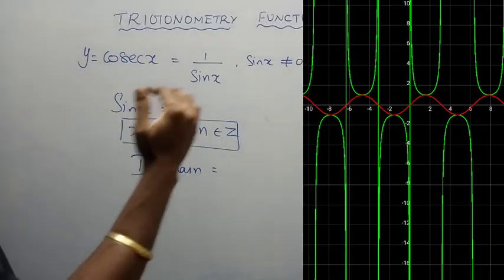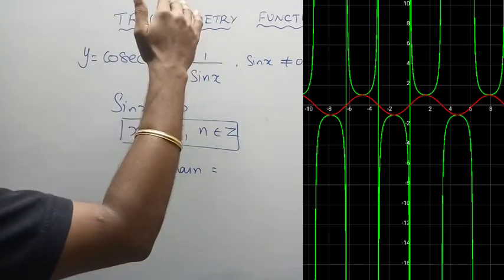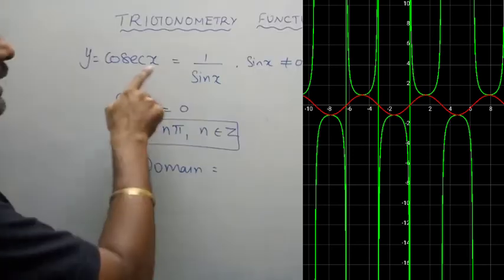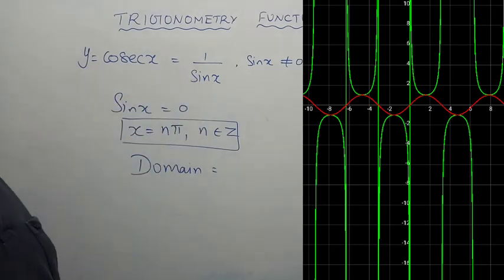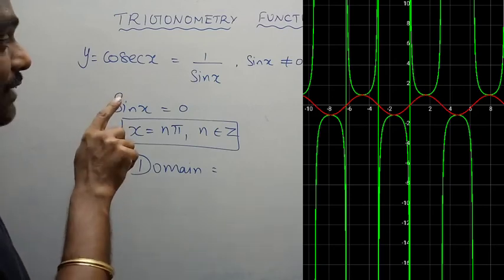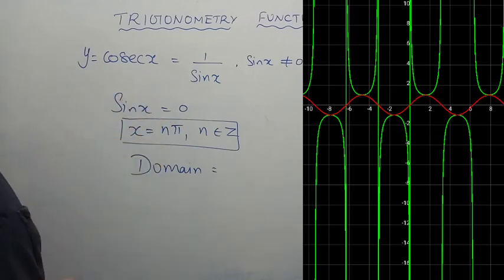The cosecant x, shown in green, lies above 1 and below -1, and it touches 1. Because sine 90 is 1, cosecant 90 is also 1, so it touches 1 at the same time. Is it clear? It never lies between -1 and +1.